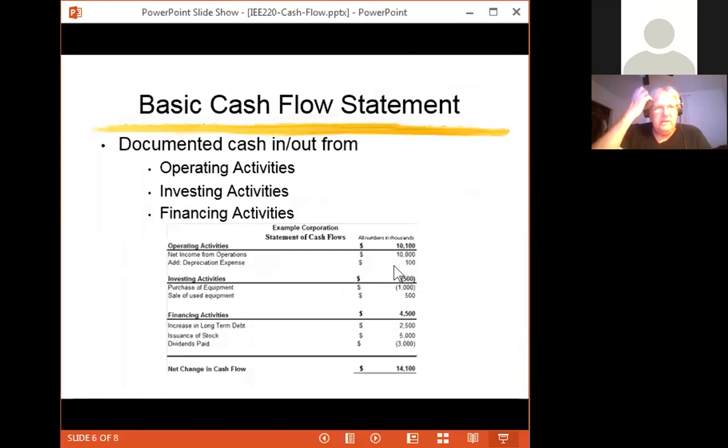When we look at a cash flow statement, you'll see it most of the time as operating activities, investing activities, and financing activities. Operating activities start from the net income, from the income statement, the profit and loss statement. And what you see is there's a line item that says add depreciation expense. So depreciation is a non-cash transaction that reduces your taxable income.